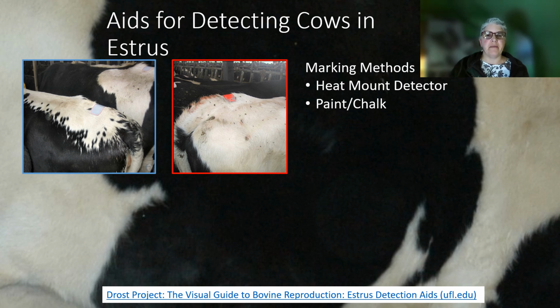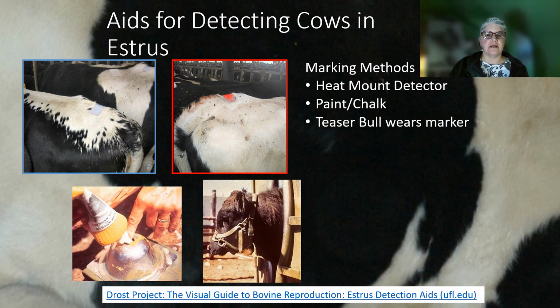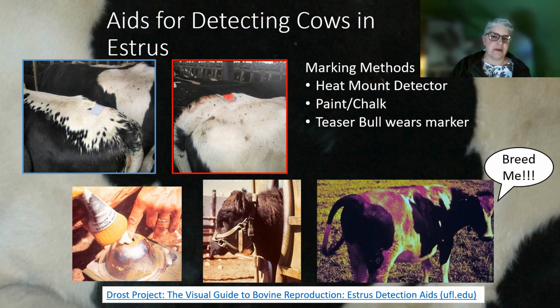You can also do this by painting this area with an oil-based paint, and then after it's dry, putting some chalk on top in a different color that gets rubbed off, and then you can see that cow is in estrus. Another method is to use a teaser bull. This is a bull that's not able to breed the cows but will mount them. They put a little device on his chin, with a ball valve in it with some paint, and he's going to mark cows. This is one that's been marked up quite a bit. She says, "Breed me."